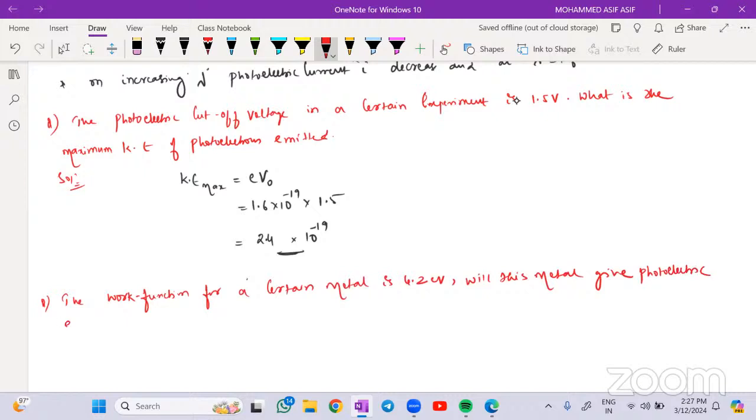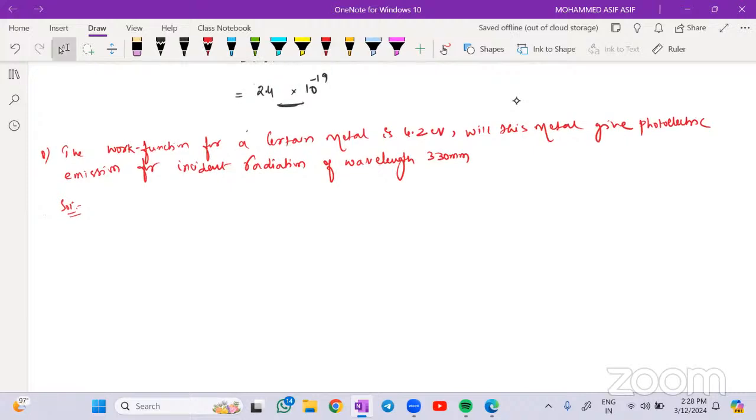Will it give photoelectric emission for incident radiation of wavelength 330 nm? 330 nm. So try to do it. Take a minute of your time.